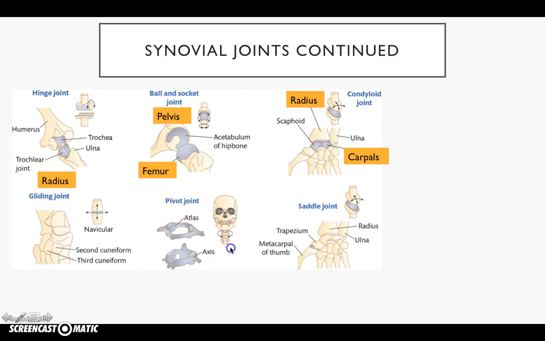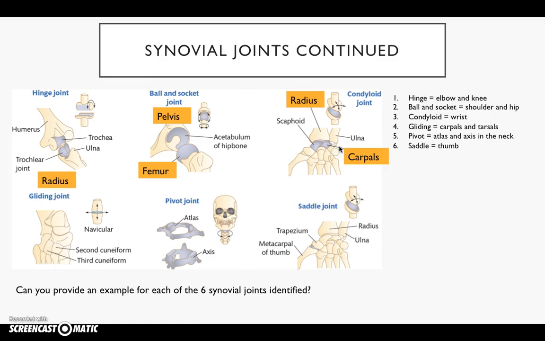Gliding joint, pivot joint, saddle joint. What I want you to do is provide an example for each of the six synovial joints identified. So for example, I've just given you condyloid joint. An example of a condyloid joint is the wrist joint. So can you answer that and pause this for me? That's what you should have. Hinge: elbow and knee. Ball and socket: shoulder and hip. Condyloid: wrist. Gliding: carpals and tarsals. Pivot: atlas and axis in the neck. Saddle: thumb.